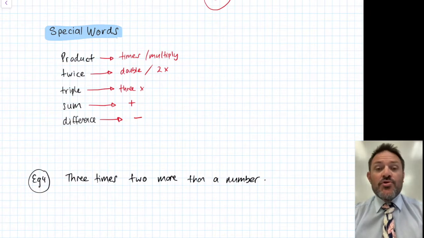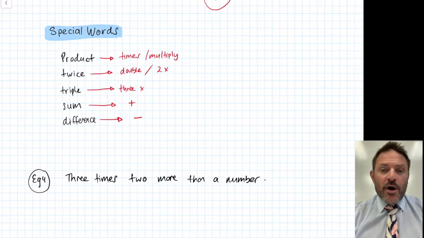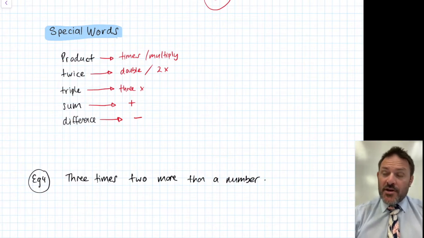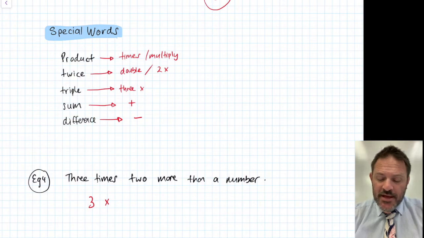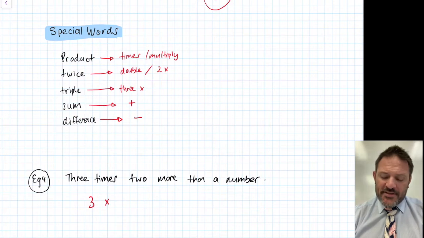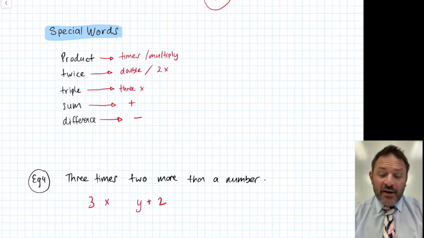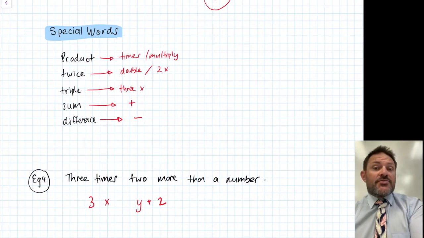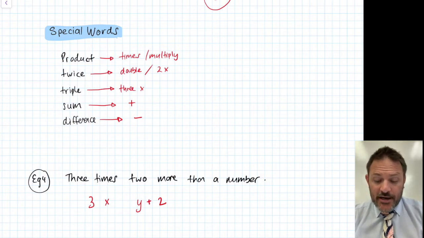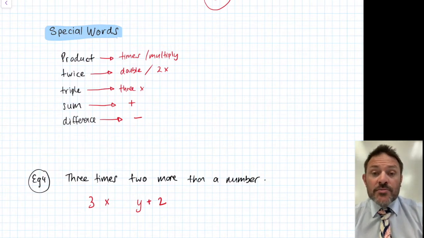3 times 2 more than a number. So can you rewrite this as an algebraic expression? Well, 3 times means 3 and a multiplication symbol, and it says 2 more than a number. Well, 2 more than a number, that would be something like, let's say y plus 2. But we have to be really careful here, because if I leave my answer like that, then BIDMAS says I'm going to times the 3 and the y together, which would be 3 times a number plus 2, which would be different to what they actually asked me. It said 3 times 2 more than a number.